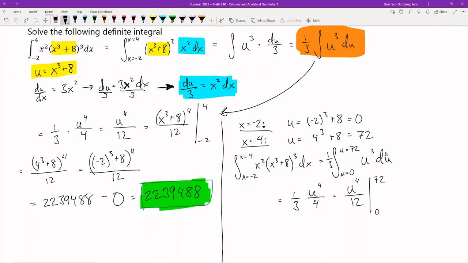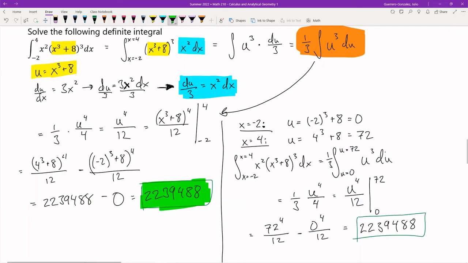Okay. Now at this point, I did the substitution. I don't have to undo it because I changed my limits of integration from the x variable into the u variable. So now all I get to do is this. This is equivalent to 72 to the 4th over 12 minus 0 to the 4th over 12. Those are the new limits of integration. And if you do this, you get 2, 2, 3, 9, 4, 8, 8. Same answer as the other side. And we are done.